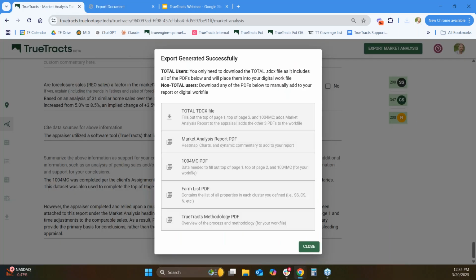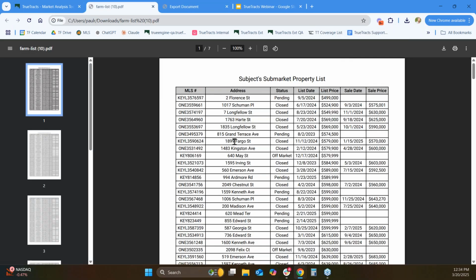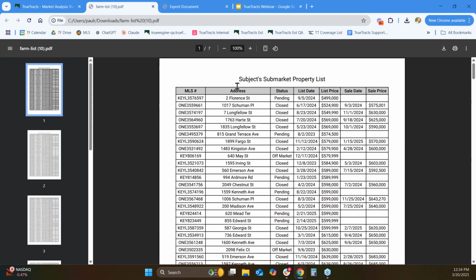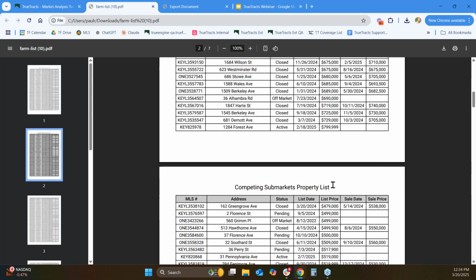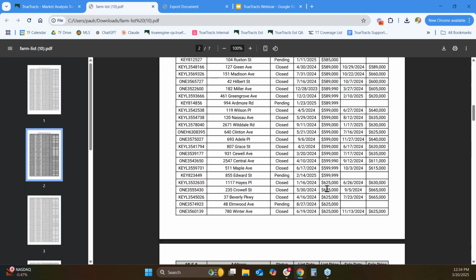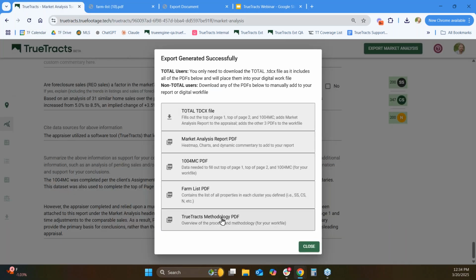We also provide a farm list. This was a highly requested feature. This is all of the properties that are included in the data set that was just used. So anything that you analyzed before you hit export that was highlighted, anything included in your analysis, we group those by properties. So you got the subject submarket list, you got the competing submarket list, and so on. So you have that for your work file as well.